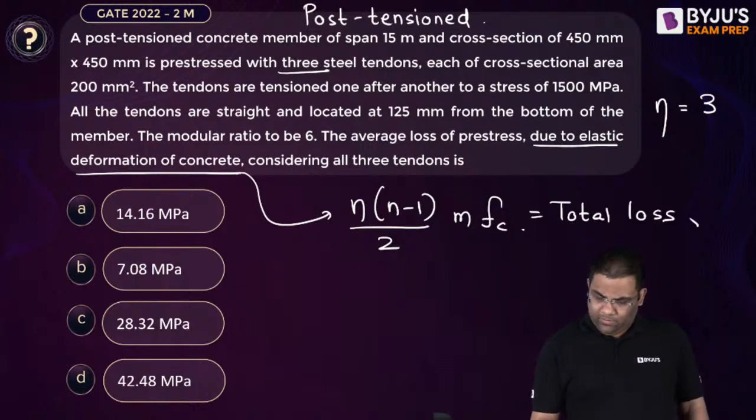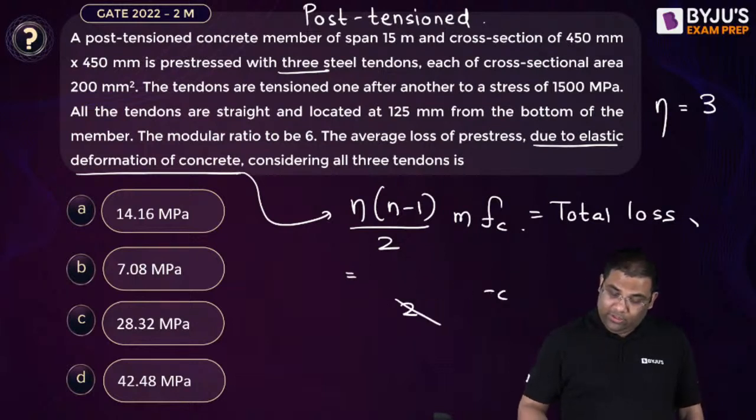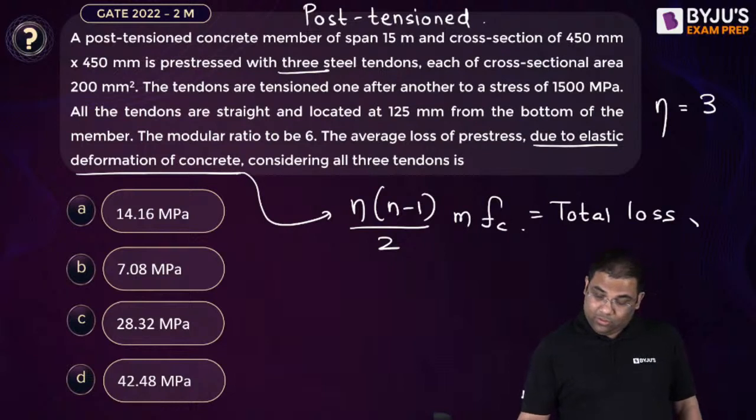This will be how much? 3 into 2 by 2 into m into fc. That is how much you are getting? 3 into mfc you are getting. The total loss you are getting is 3 into mfc.